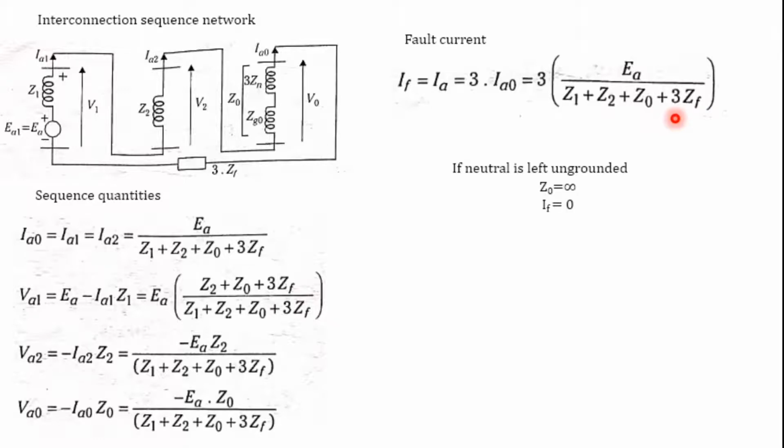Okay, so if the neutral is left ungrounded, what will happen? Z0 will become infinite. Okay, 1 over infinite will become 0. So if the circuit is left ungrounded, what will happen? The fault current will become 0. So this is what we need to consider.